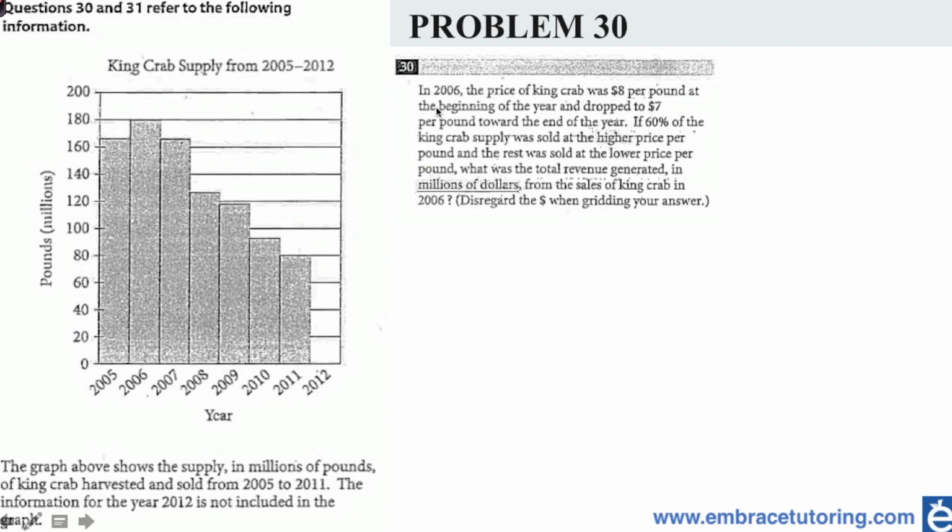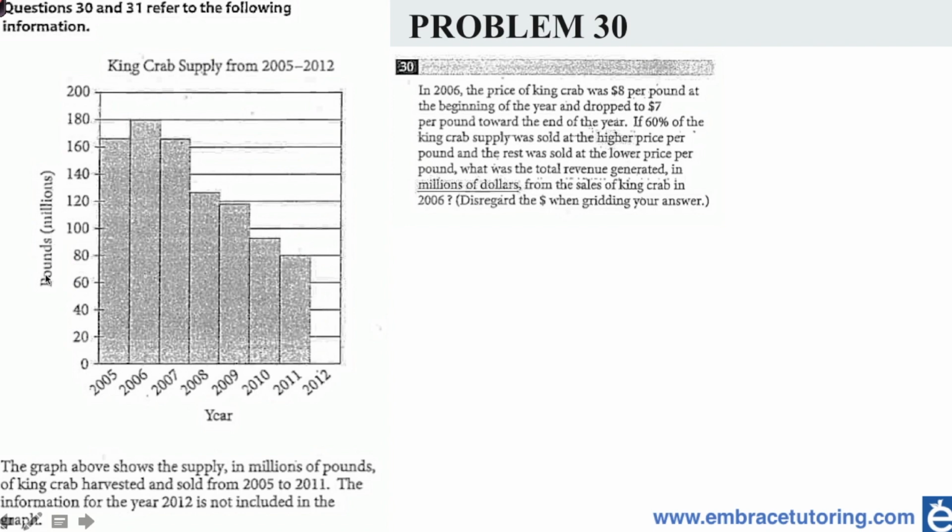I'm immediately going to go to the question at hand to figure out what I need to decipher. It says, in 2006, the price of the king crab was $8 per pound at the beginning of the year and dropped to $7 per pound toward the end of the year. If 60% of the king crab supply was sold at the higher price per pound and the rest was sold at the lower price per pound, what was the total revenue generated in millions of dollars?